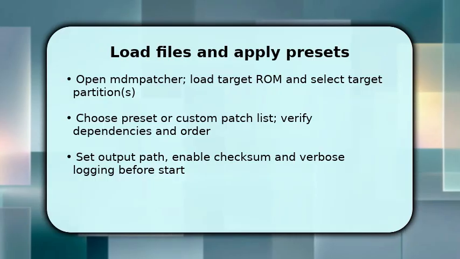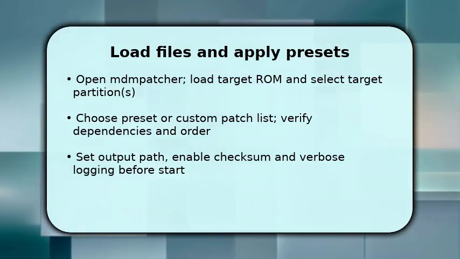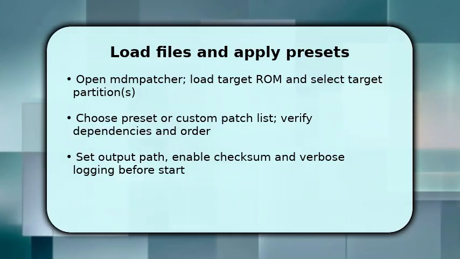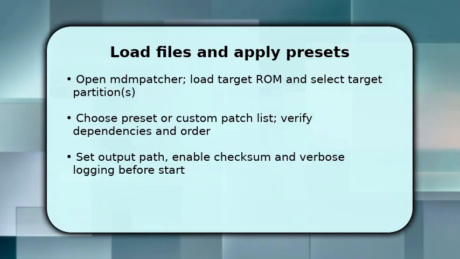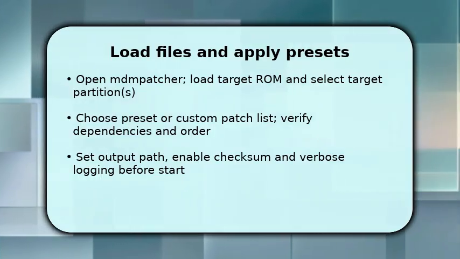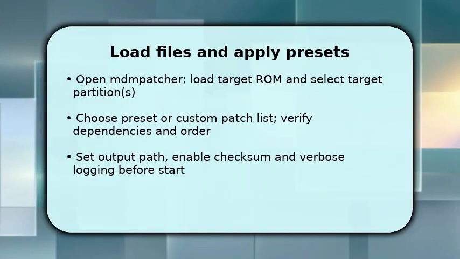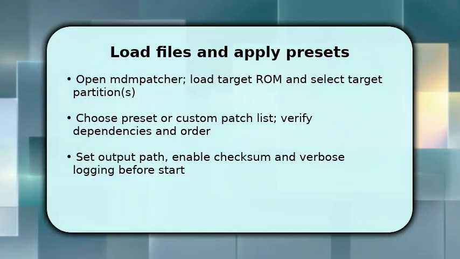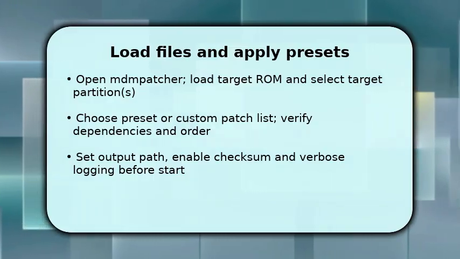You now load the ROM and choose exactly which partitions to patch, because patching the wrong partition causes errors. Then pick a preset or construct a custom patch list. Make sure dependencies are ordered correctly, since Mdmpatcher applies patches sequentially. Once your list is set, set the output path to a separate folder and enable checksum and verbose logging to capture what changes. After verifying settings, click Apply.